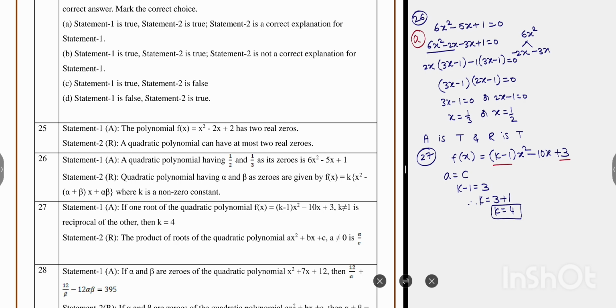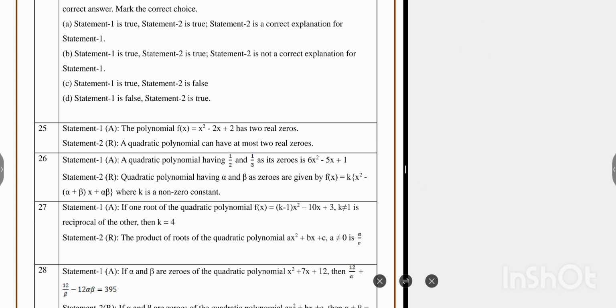So the assertion is true. The reason says the product of the zeros of the polynomial x square plus bx plus c is a by c. But the product of the zeros, alpha into beta, is equal to c by a. Here it is given as a by c. So the reason is false. The assertion is true, the reason is false. A is true, but R is false. So option C is correct. 27. Now let's see 28.